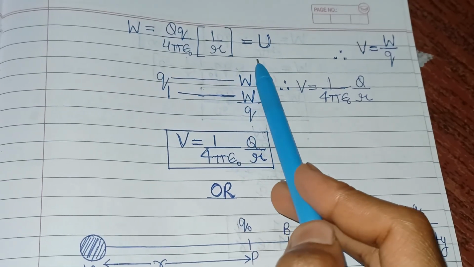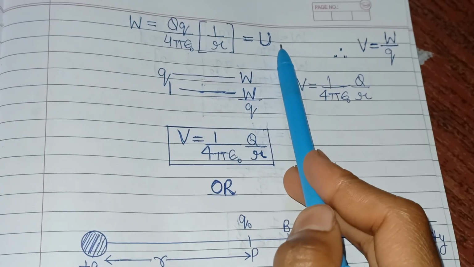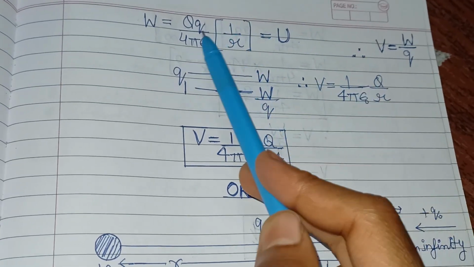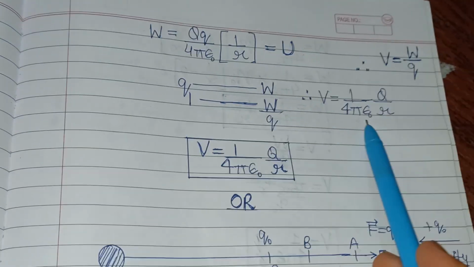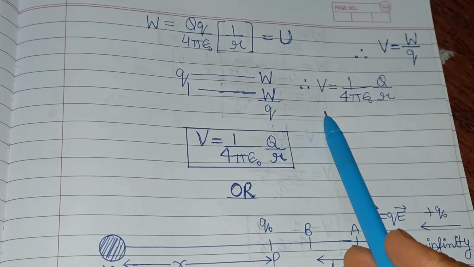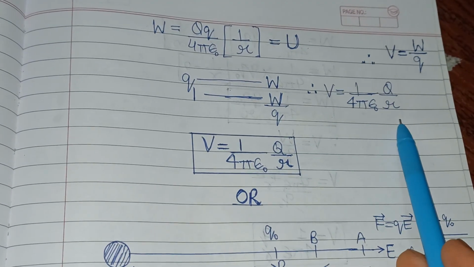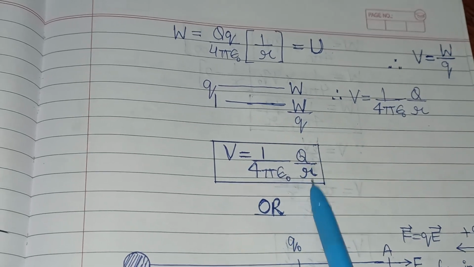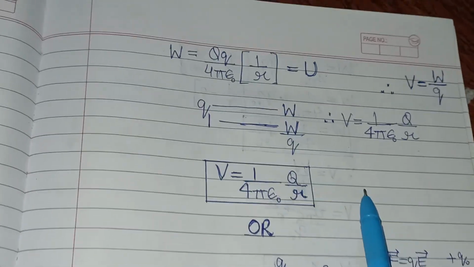1 upon r is equal to potential energy. This is the formula of potential energy, and electric potential is W upon q. So W divided by q, we get the formula V is equal to 1 upon 4 pi epsilon naught q by r. So the formula V is equal to 1 upon 4 pi epsilon naught q by r, and this is the proof of electric potential.